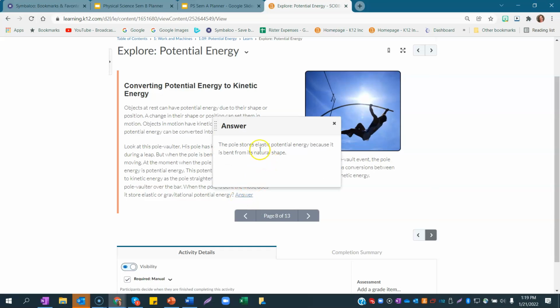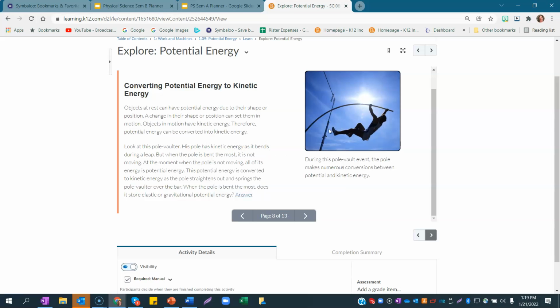So remember, it stores elastic potential energy because it is bent from its natural shape. So how is it converted to kinetic energy in the case of the pole vaulter? It's talking about when the pole is bent the most, it's not moving. All of that energy is potential, and it's converted to kinetic as the pole straightens out and springs the pole vaulter over the bar. So that little part right here is your answer to number 6.